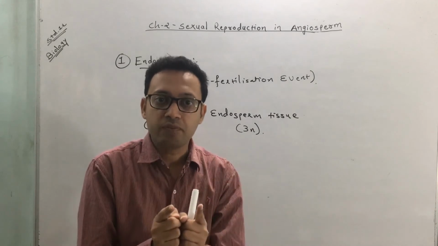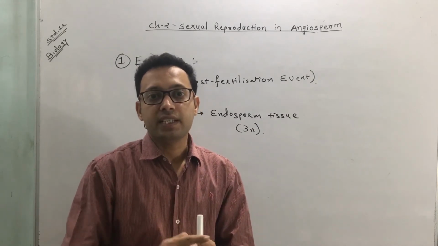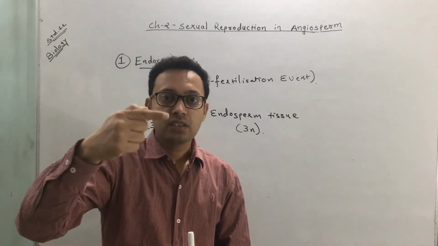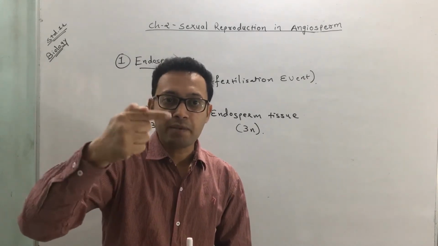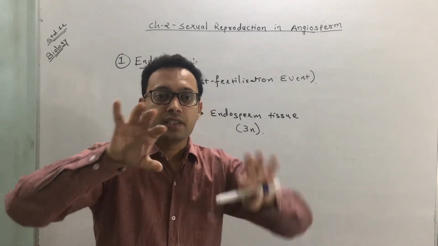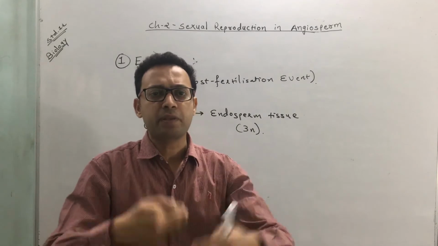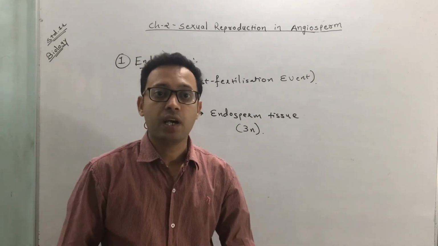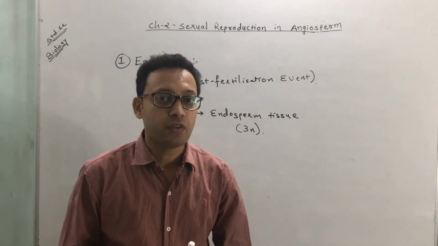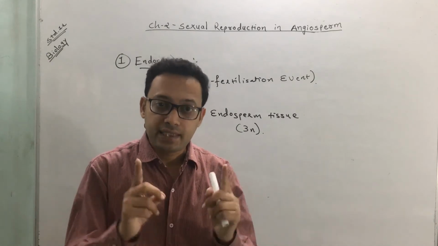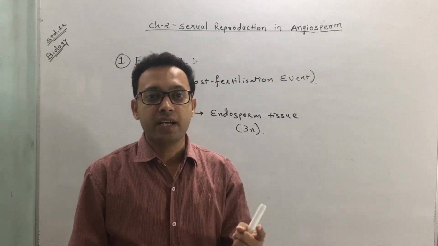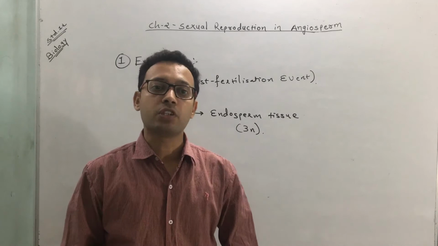So the endosperm formation process occurs in two steps. First, the nucleus present in the primary endosperm nucleus starts to divide repetitively. Multiple divisions occur, and that's why multiple nuclei are formed. And then later on the cytoplasm divides, and then cellular endosperm is formed.